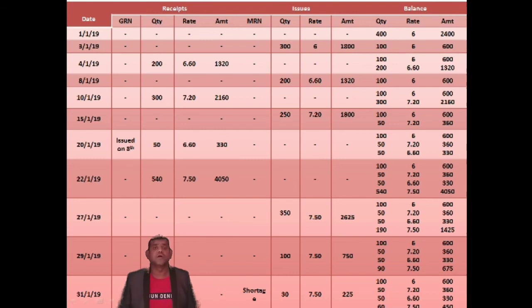So here we have done the problem, with the regular adjustments. It was not a very complicated adjustment, because there were only two adjustments: one, return to stores from the department, and another, a shortage of stock. Other than that, we have done only normal entries and normal calculation.